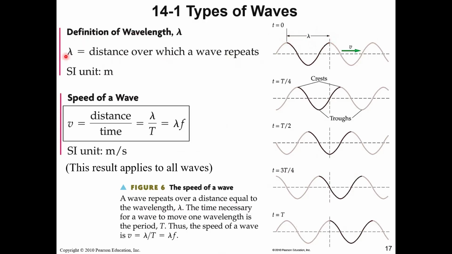You can also find other features. For example, the other obvious feature is this valley, or trough. This valley is also displaced by a distance of lambda. So after a wavelength lambda, the wave can repeat itself.